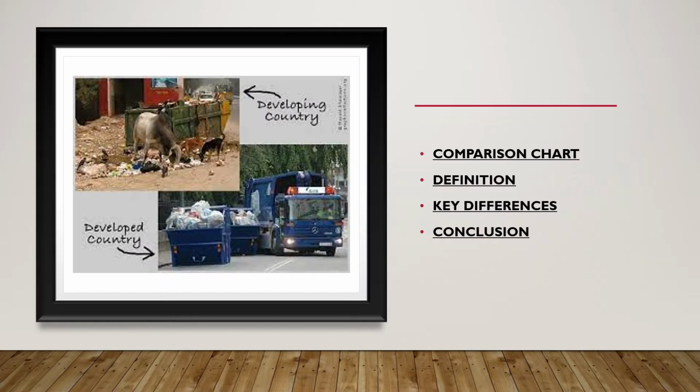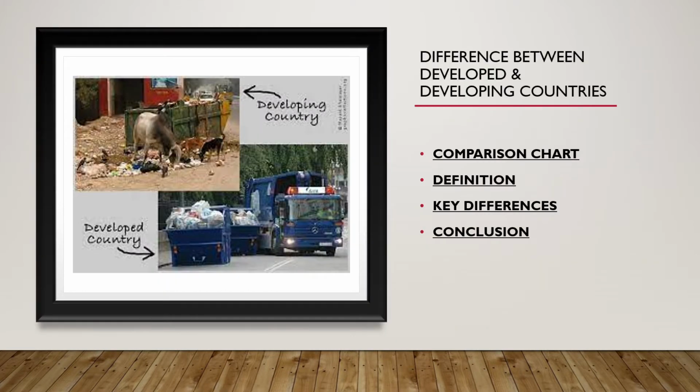So in this video, you will find a comparison chart, the definition, key differences, and finally, I will conclude this presentation for you guys. On the left hand side, you find a very brief picture of difference between them. You can see in developing countries, all the waste is on the roads and the dogs and other animals are there. But in the developed countries, the garbage or the waste is in trucks.